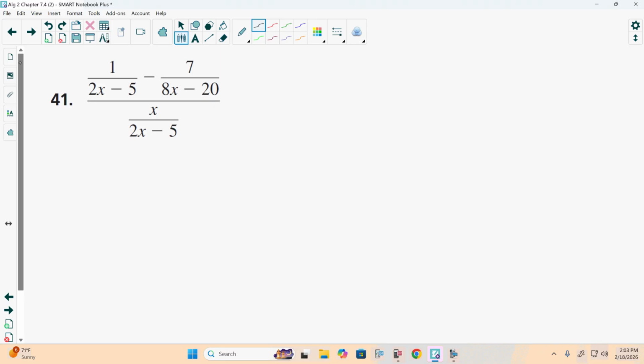One over 2x minus 5 minus 7 over 8x minus 20, all over 2x over 2x minus 5. Now our first initial thought, and there's nothing wrong with it, would be to multiply this by 2x minus 5 on top and bottom. We're only going to use it once because it only shows up once in each denominator. And then we'd also multiply by what? 8x minus 20, because it shows up in one of the denominators once, so we're going to use it once.